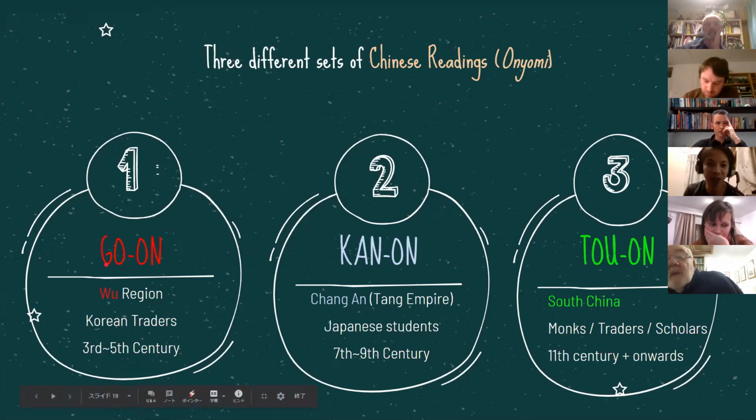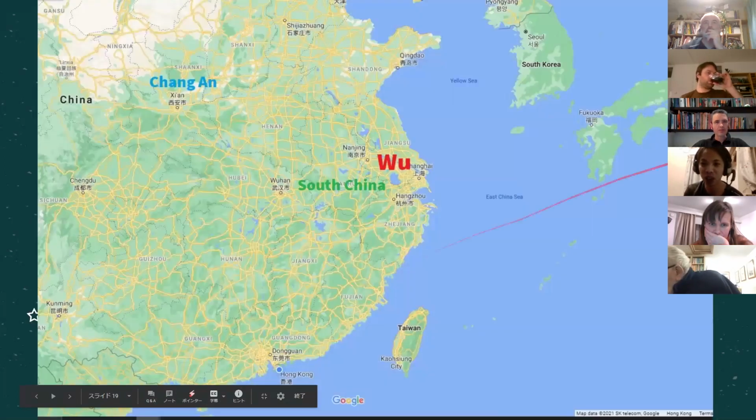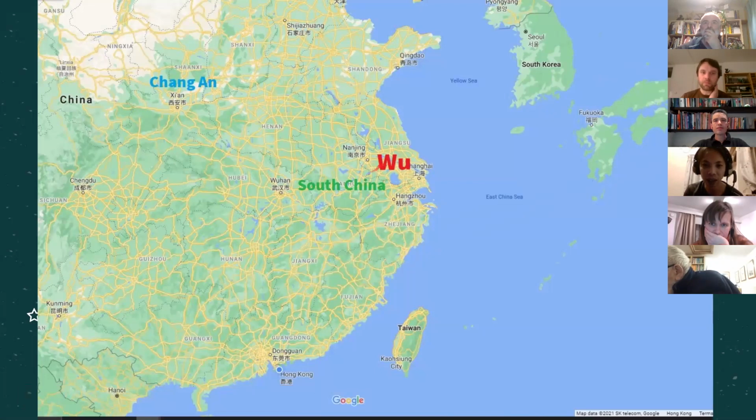And so the first set is Go-on. It means Wu phonetics. It comes from the region of Wu, and it was brought by Korean traders during the 3rd to 5th century. So here's a map of East Asia. Here's the Japanese islands, and here's modern-day China. The ancient kingdom of Wu is around the region of Shanghai. And that was around the 3rd to 5th century.